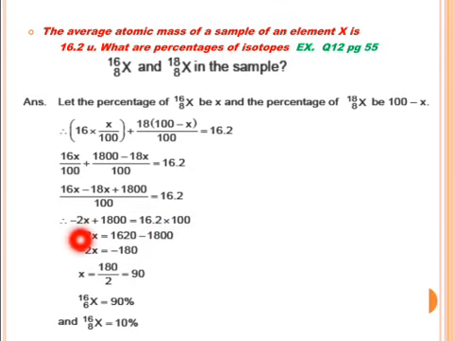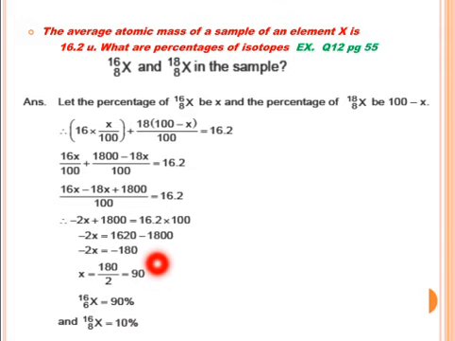Then by solving further, minus 2x is equal to, taking 1800 this side, 16.2 multiplied by 100, which comes out to be 1620 minus 1800. So keeping minus 2x this side and subtracting 1800 from 1620, it comes out to be minus 180. On further solving, we get the value of x, that is 180 divided by 2, which comes out to be 90. It means, what is x? It is the assumed percentage of X16, so it comes out to be 90%.